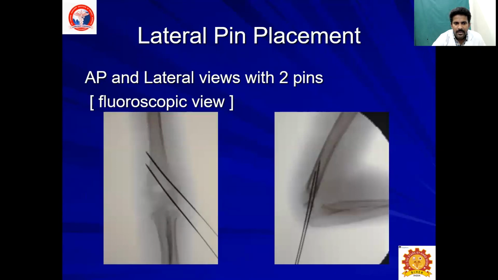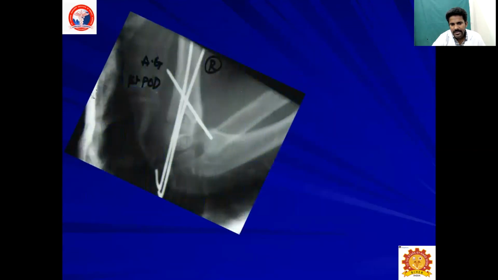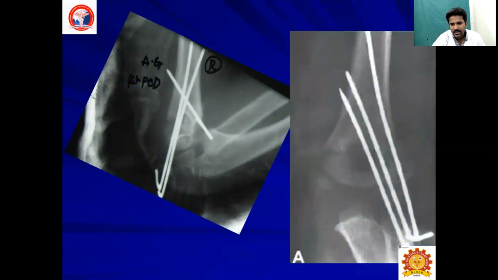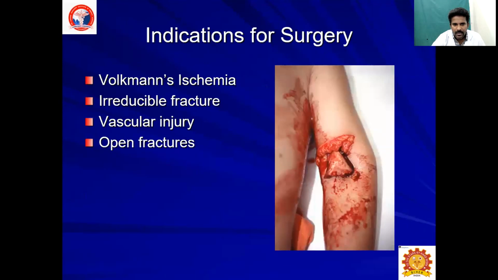Lateral pin placement: AP and lateral views are the two views you can see. Jones view with the C-arm can be helpful to verify the reduction. Okay, you can see the pin placement over the distal humerus holding the fracture site. Here, this is a K-wire which is placed percutaneously.